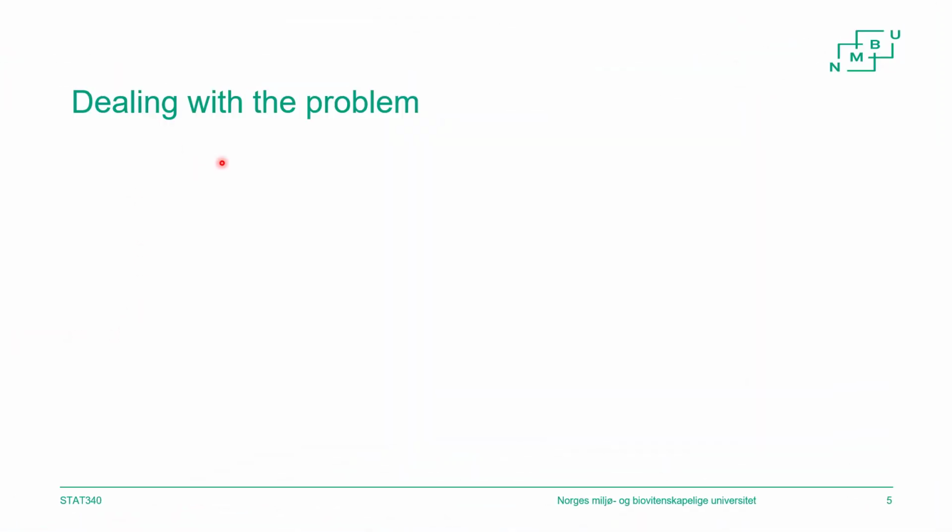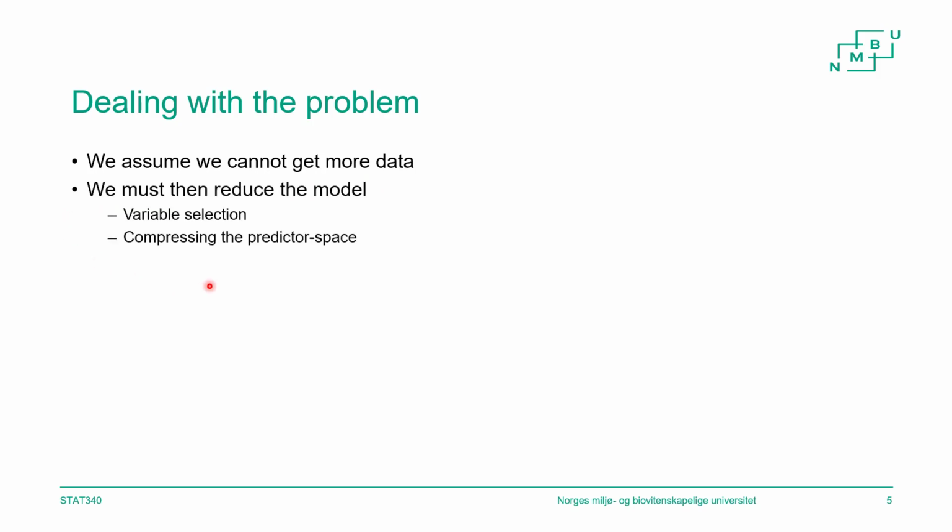So how can we deal with this problem where we lack the full rank? Well, we first assume that we cannot get more data, because that would surely solve it. If you can get more data, that would be the best. But in most cases, we just can't get more data. We have the data we have. So then we have to reduce the model in one way or another. Last week we saw variable selection, and that is an obvious choice here as well. But an alternative is to do what we call compressing of the predictor space. And that is also something we will look into now.